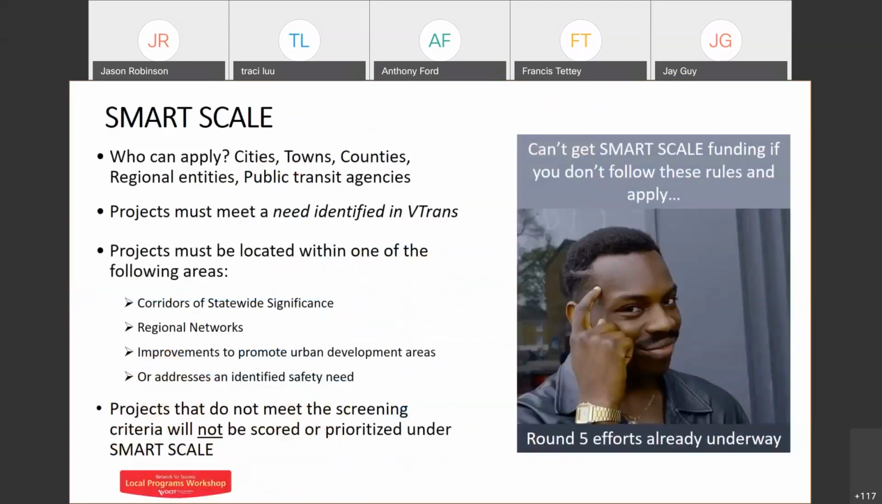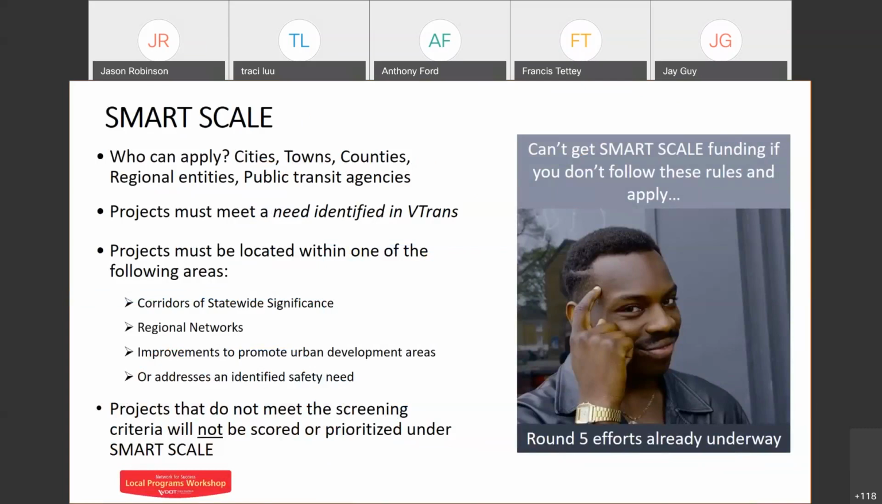So again, scale is not new to folks. We've already gone through 4 rounds of this, and so you guys already know a lot of this stuff. Who can apply: cities, towns, counties, regional entities, public transit agencies. A lot of folks can come to the table seeking those funds. That second bullet point is very important, that the project must meet a need identified in VTrans.